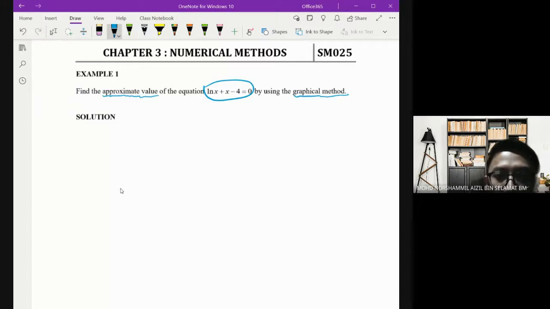So your question is ln x plus x minus 4 equals 0. Guys, open your book. Those who did not understand earlier, make sure you can score in this chapter 3. It has nothing to do with chapter 2 or chapter 1.